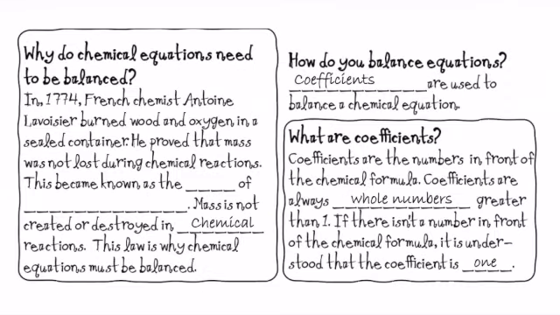Why do they need to be balanced? So in 1774, French chemist Antoine Lavoisier burned wood and oxygen in a sealed container. This was the law of conservation of mass. Mass is not created or destroyed in chemical reactions. This law is why equations must be balanced. So we balance them using coefficients. Coefficients are the whole numbers in front of the chemical formulas. They always must be whole numbers greater than 1. If there isn't a whole number in front of the chemical formula, it is understood that the coefficient is 1.